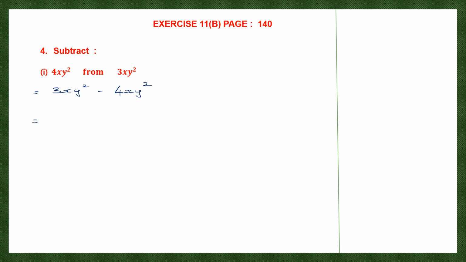So here what do we do? Take only the numbers 3 minus 4 and xy square. Now 3, it's understood it has a plus sign. So when signs are different, we put the sign of the bigger number, that is minus, and we subtract. 4 minus 3 is 1 and we write the literals, that is xy square. So what is our answer here? Minus 1xy square. Or you can simply write it as minus xy square.